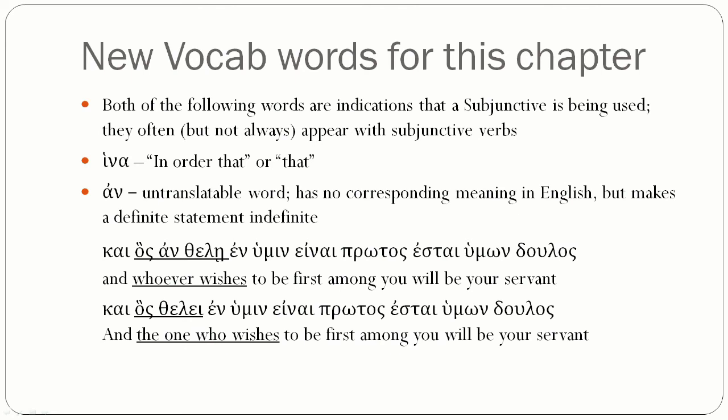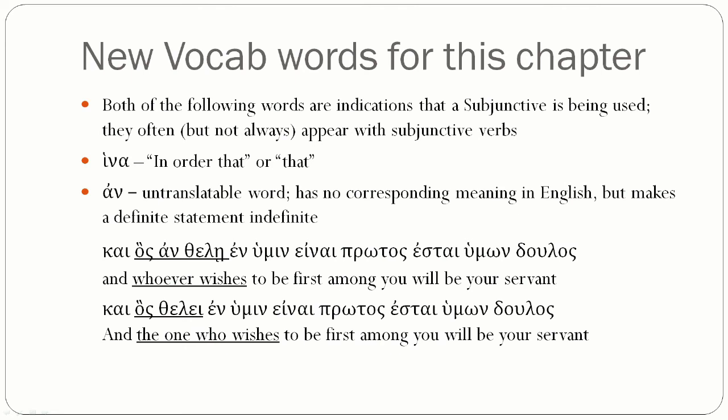The only thing that this an does is it takes a statement that would normally be definite, referring to something in particular, and you stick that in there, and it makes it sort of indefinite and muddies the waters. Example here, kai hos an thelē en humin einai prōtos estai humin doulos. Whoever wishes to be first among you will be your servant.